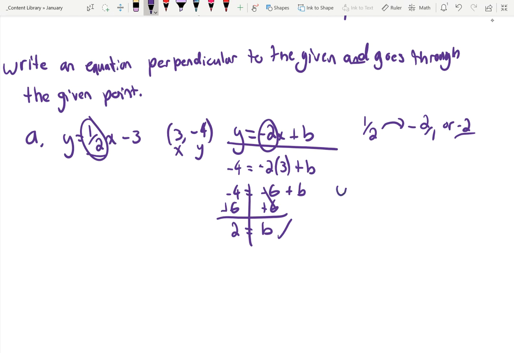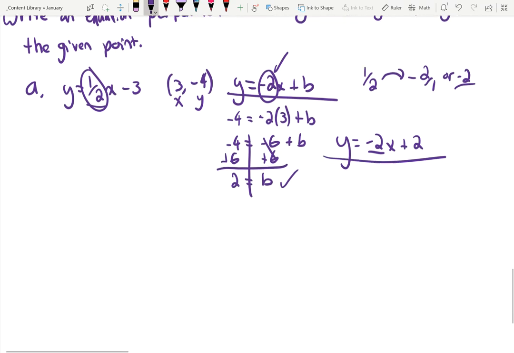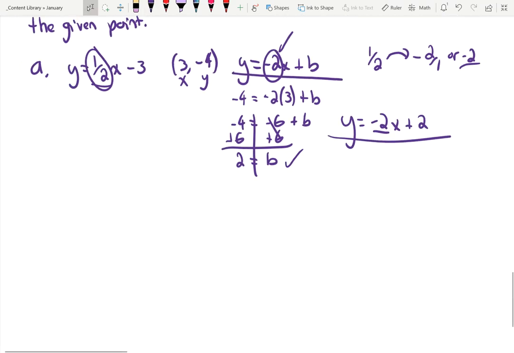So my final answer should be y equals -2x, because remember that was the perpendicular slope that I needed, and then plus 2, because the correct y-intercept is 2. Okay, so that's the correct final answer. All right, let's try it again. Let's try example B. So B, our equation is y equals -3x plus 1, and it has to go through the point 6, -7.